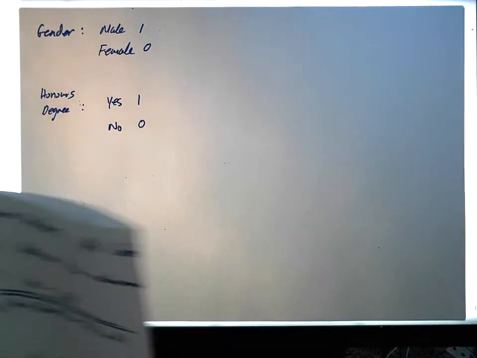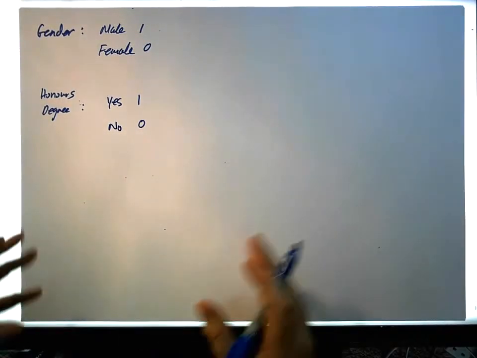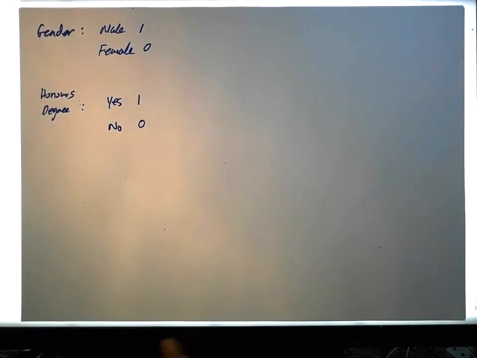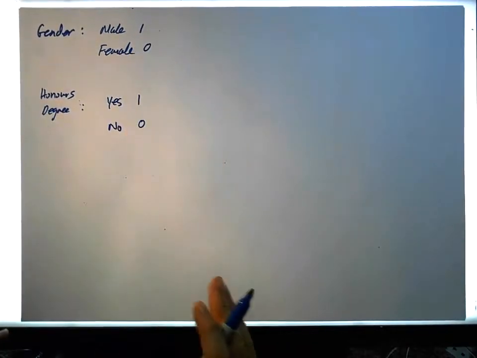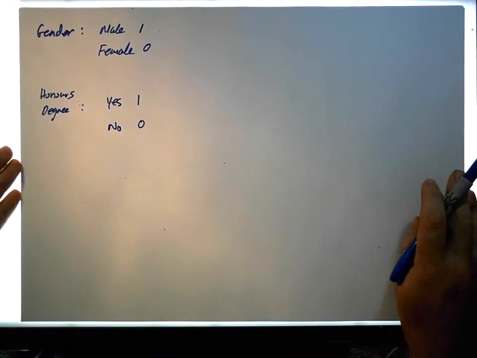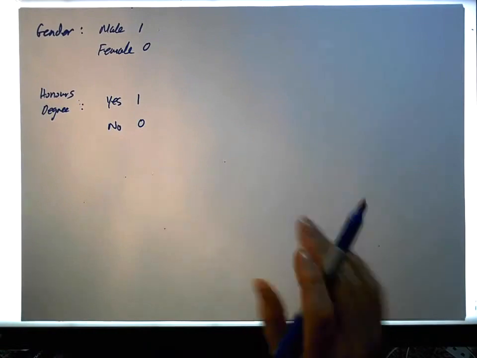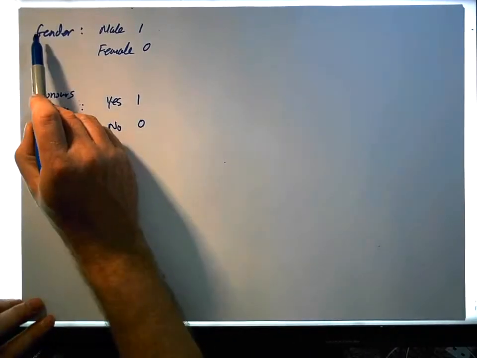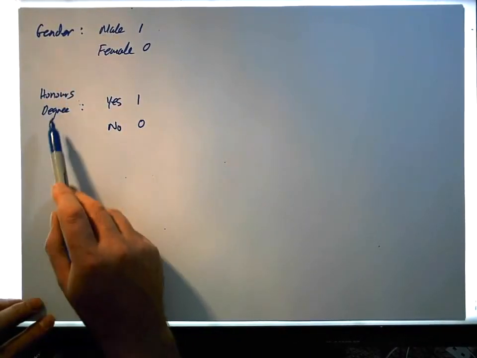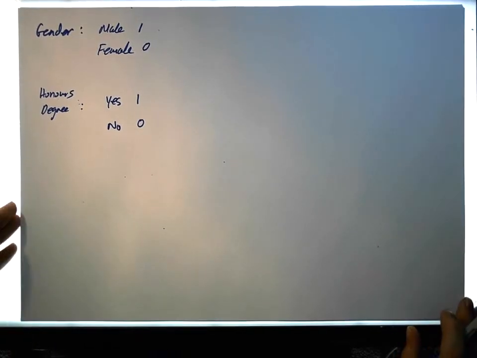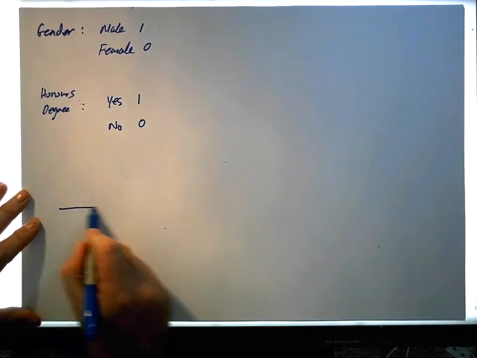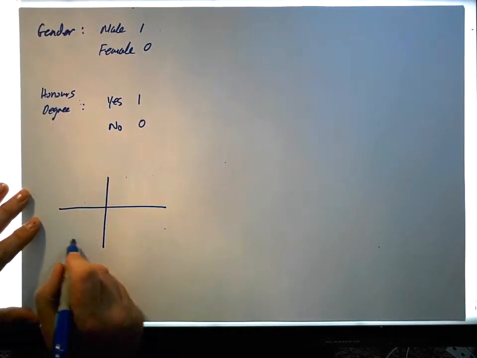And let's say for argument's sake that I undertook an analysis, a random sample was selected from a population of students, or of alumni of a particular college, and I captured their gender and also whether they held an honors degree or not. And let's say the results might be something like this.